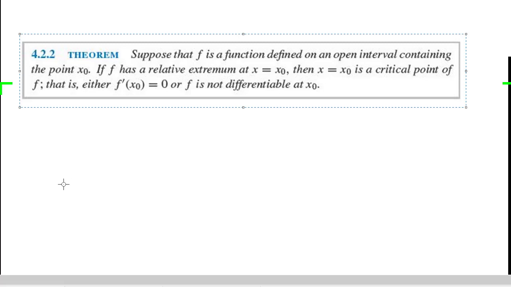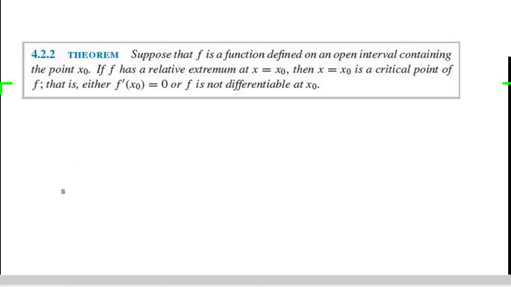If you're going to have a relative extremum, then you needed to have been going up and then leveling off and coming back down, or you were going up and then made a sharp turn. In either case, your derivative is 0 or undefined, and that gives us the theorem. The theorem is fairly intuitive, and we're just going to leave it at that.